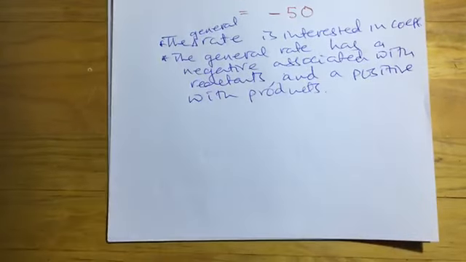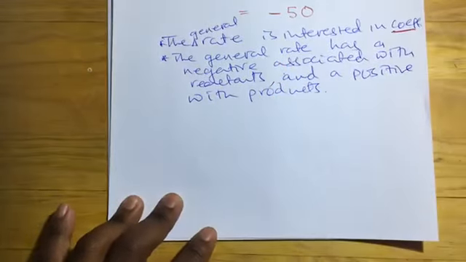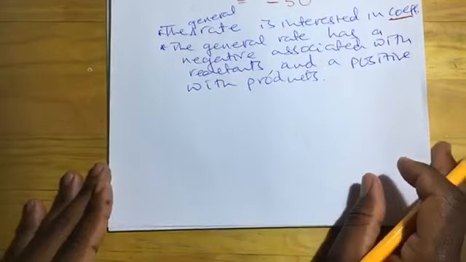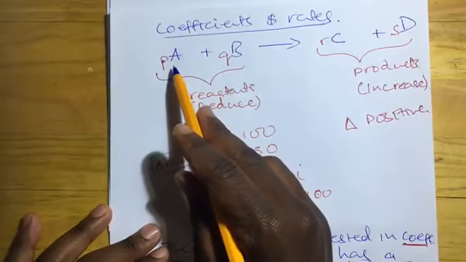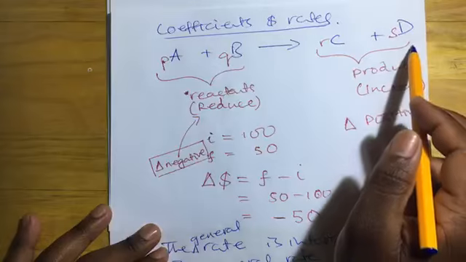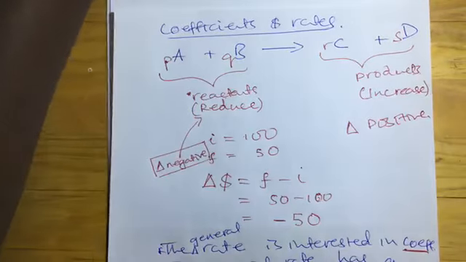Okay. And now, we also mentioned that coefficients have a role in the expression. So, remember we had A reacting with B to give us C and D. And then these are the coefficients. How do they relate? So let me show you how to write the rate for reactants.